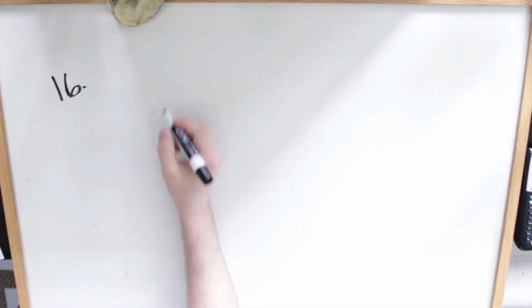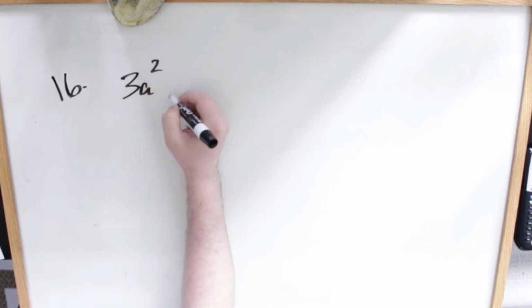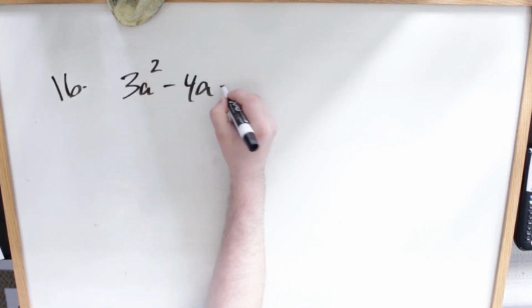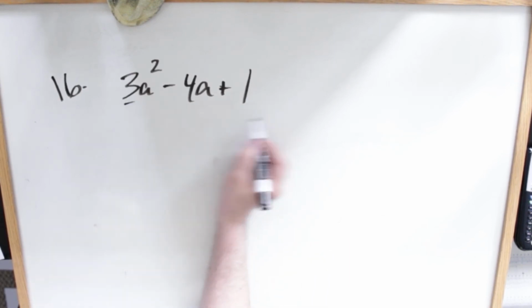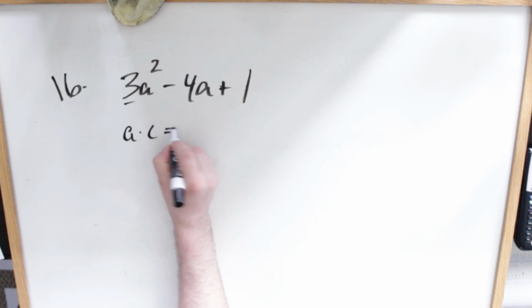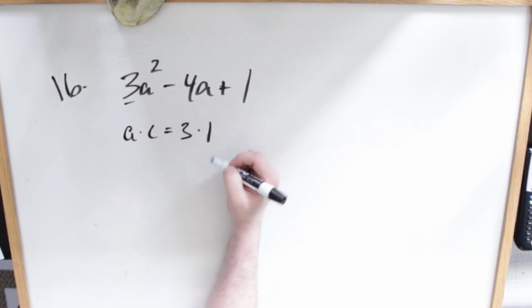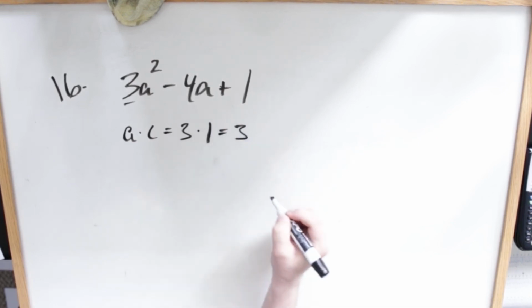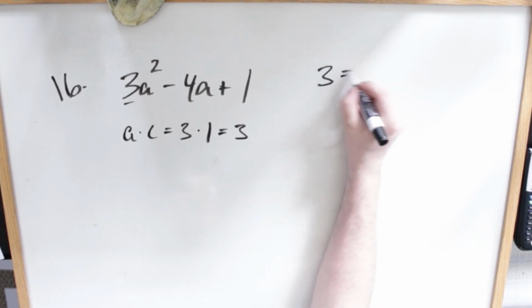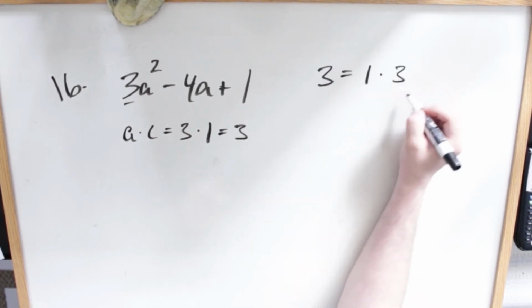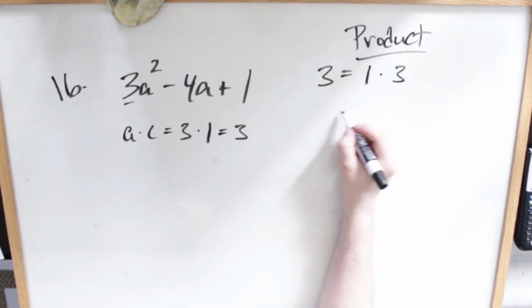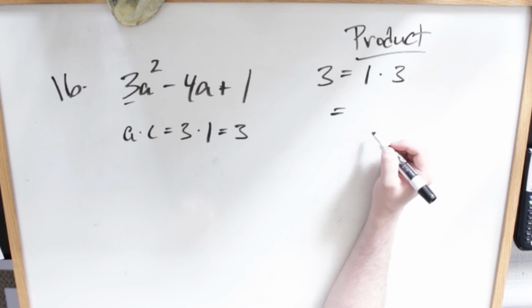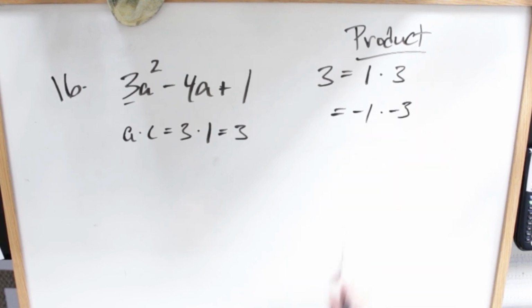Okay, let's do question 16. 3a squared minus 4a plus 1. Okay, so we're going to do the a times the c. A times c is equal to 3 times 1, which is equal to 3. So we have 3 equal to 1 times 3. So this is our product. And this is also equal to a negative 1 times negative 3.